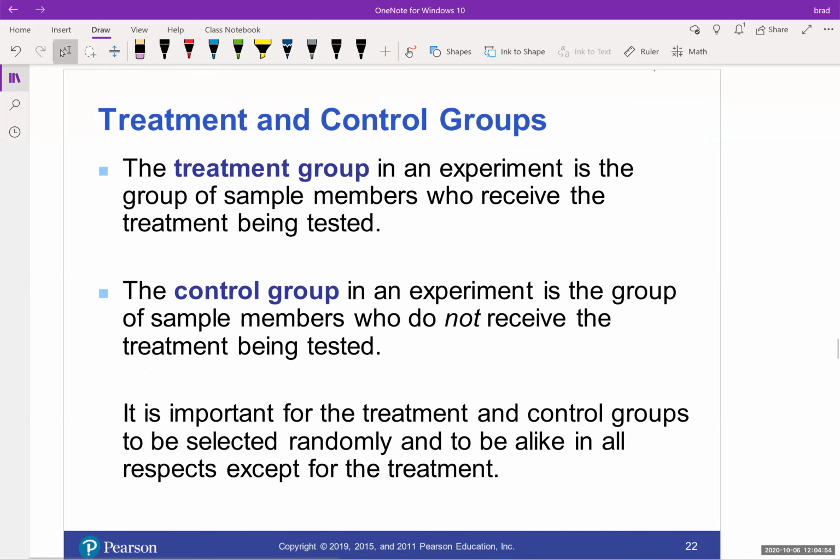So this video is going a little bit longer. I'm going to kind of speed up a little bit. So treatment and control groups. The treatment group is an experiment.